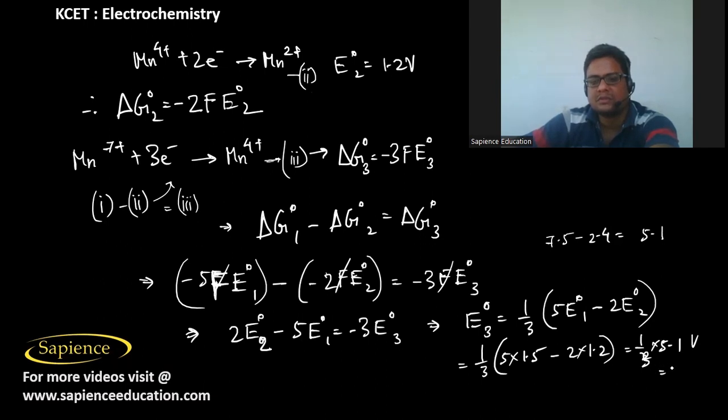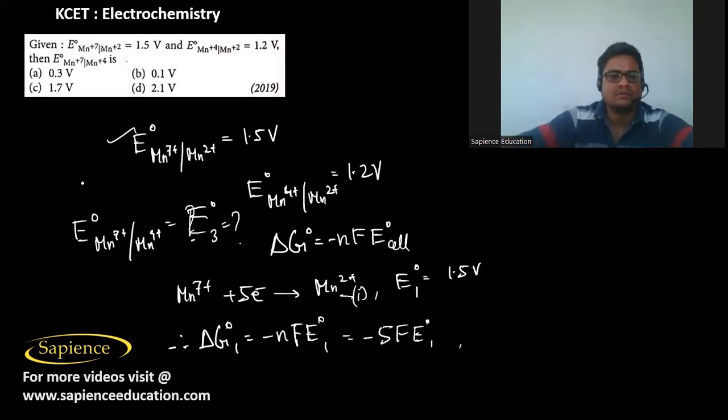3 ones are 3, 3 sevens are 21. So 1.7 volts. So option C will be 1.7 volts. So option C is the correct answer.